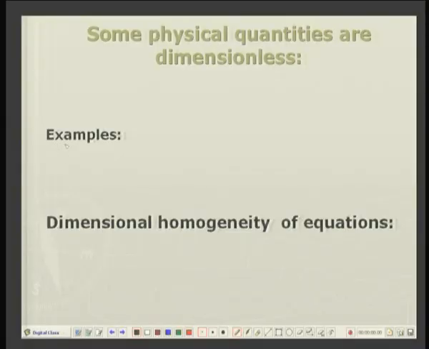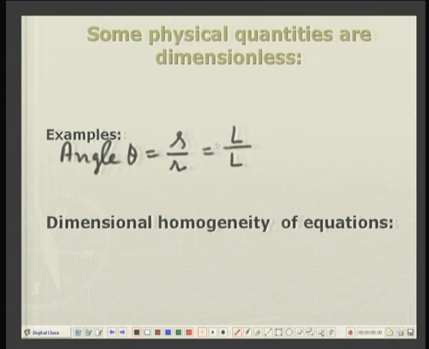Well, there are some physical quantities which do not have any dimension; they are dimensionless. For example, angle theta. You know that angle theta is arc length s divided by the radius r. Arc length has dimension L and radius r also has dimension L. So, it means it is dimensionless. Another example we can take is strain. Strain is change in length per unit length, so delta L over L. Both have dimensions of length, so again it is dimensionless.